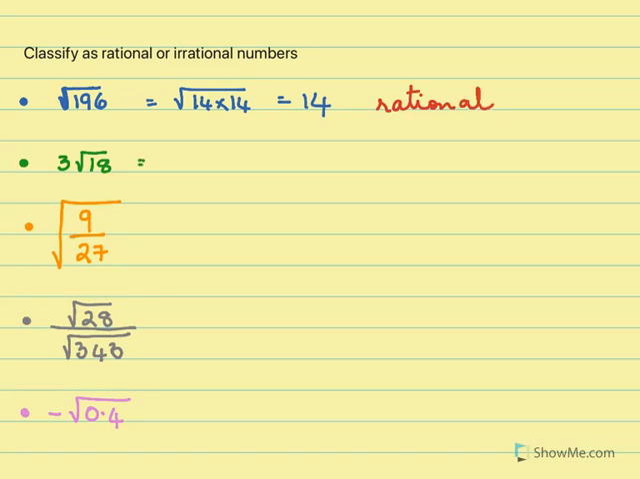For the next one, we have 3 under root 18. For 18, I can break it into 3, 3 and 2. That is 18. For every 2, I take 1 out. So this becomes 3, 3 under root 2. So this is 9 under root 2. Now, because there is this under root 2, this becomes irrational.